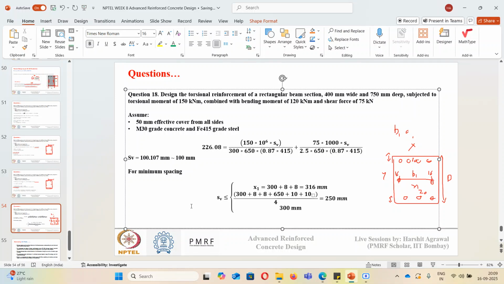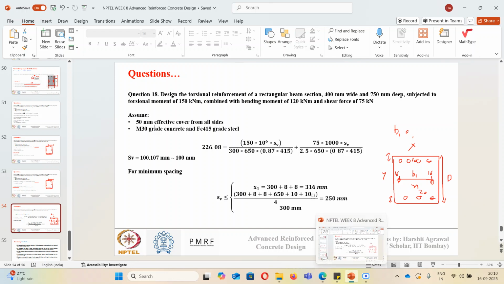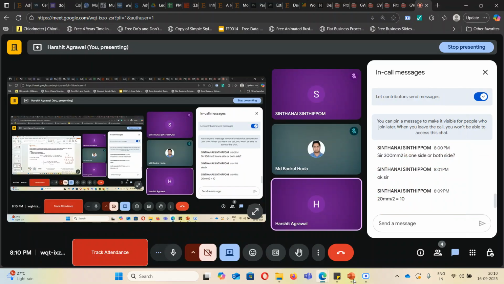So what is the transverse reinforcement design? I need to provide two legged 10 mm diameter reinforcement at a spacing of 100 mm center to center. And for longitudinal reinforcement, we designed the top reinforcement, bottom reinforcement, and the side reinforcement. So this is how we use all the IS clauses for designing an RC beam which is subjected to flexure, shear, and torsion combined.